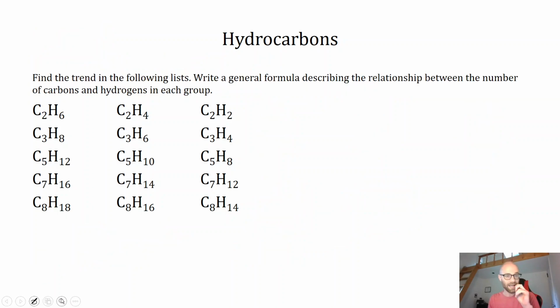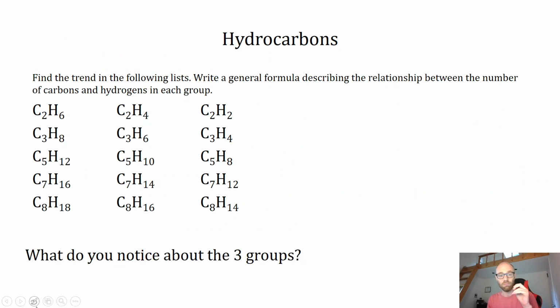If instead you wanted to look at the math, there's actually a mathematical relationship. If we chunk these into three groups, there are three patterns. I want to give you a second to look at it, but try and write a general formula describing the relationship between the carbons and the hydrogens in each group. For example, if carbons was N, how do I get the number of hydrogens if it belongs to that group?